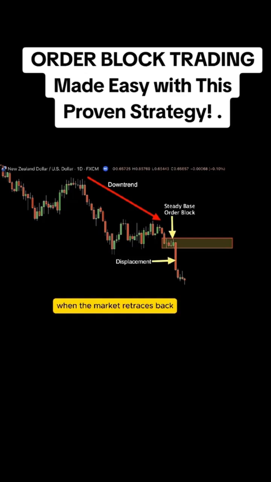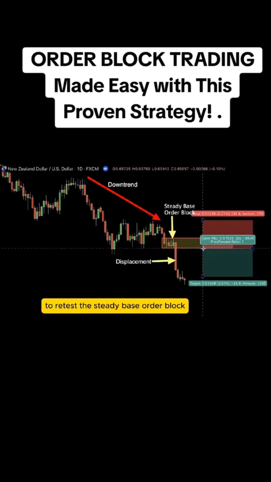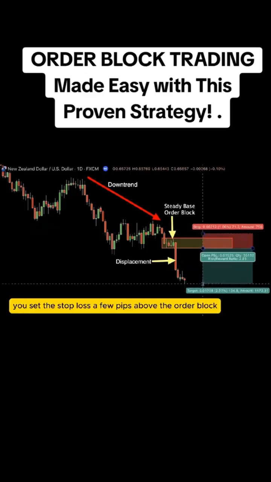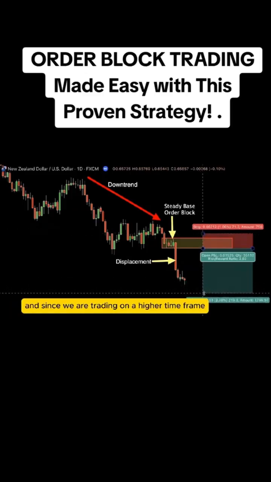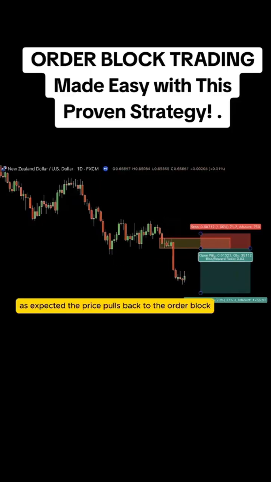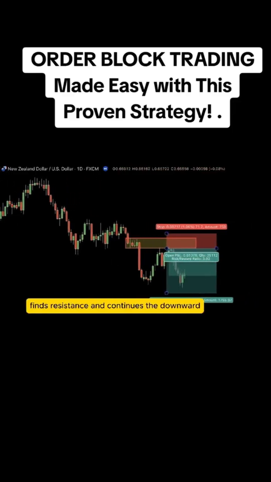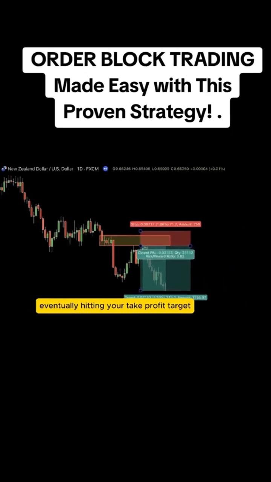When the market retraces back to retest the steady base order block, you can place a sell limit order at the bottom of the steady base order block, expecting the price to revisit this area before resuming its downward trend. You set the stop loss a few pips above the order block, and since we are trading on a higher time frame, aim for a 1 to 3 risk to reward ratio, targeting a lower swing point or the next major support level. As expected, the price pulls back to the order block, finds resistance, and continues downward, eventually hitting your take profit target.